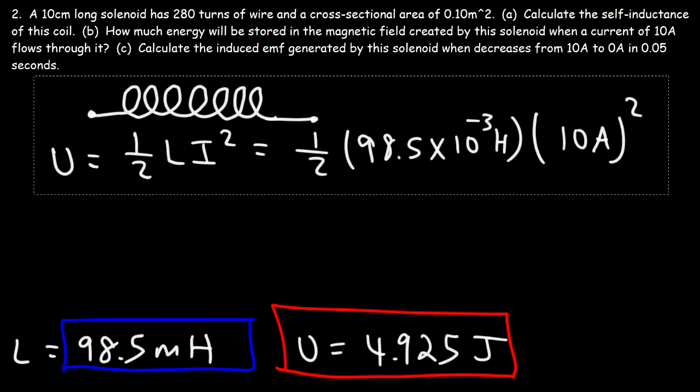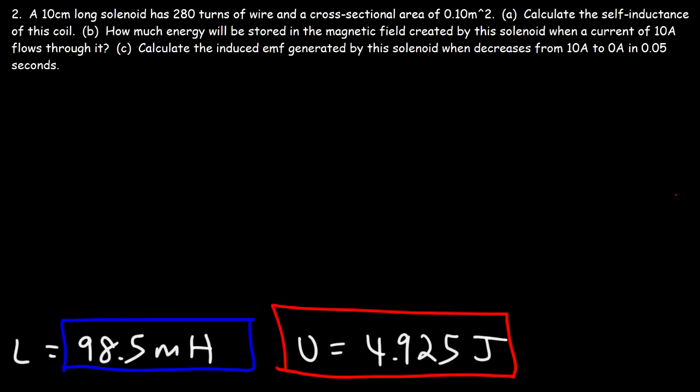Calculate the induced EMF generated by this solenoid when the current decreases from 10 amps to 0 amps in 0.05 seconds. So here's the formula that we need. The induced EMF is going to be negative L times delta I divided by delta T.